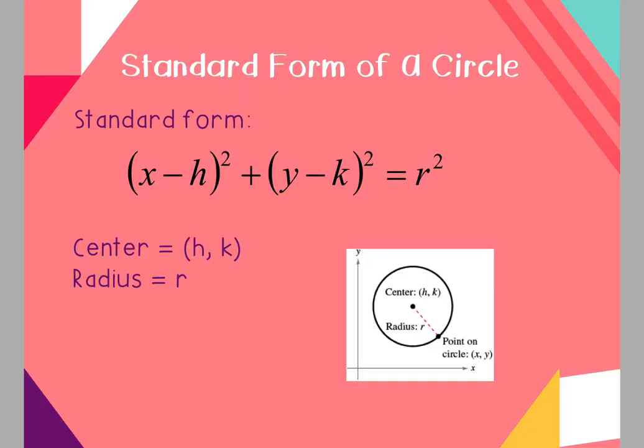All right, last thing in this section that hopefully you remember, but if not, here's your refresher, is the standard form of a circle. The standard form equation of a circle is (x minus h) squared plus (y minus k) squared equals r squared, where (h, k) is your center and your radius is r.